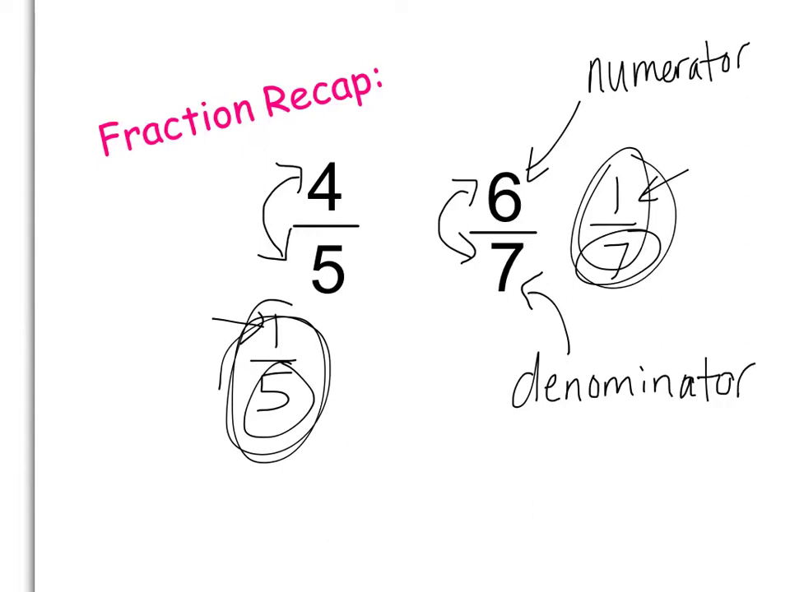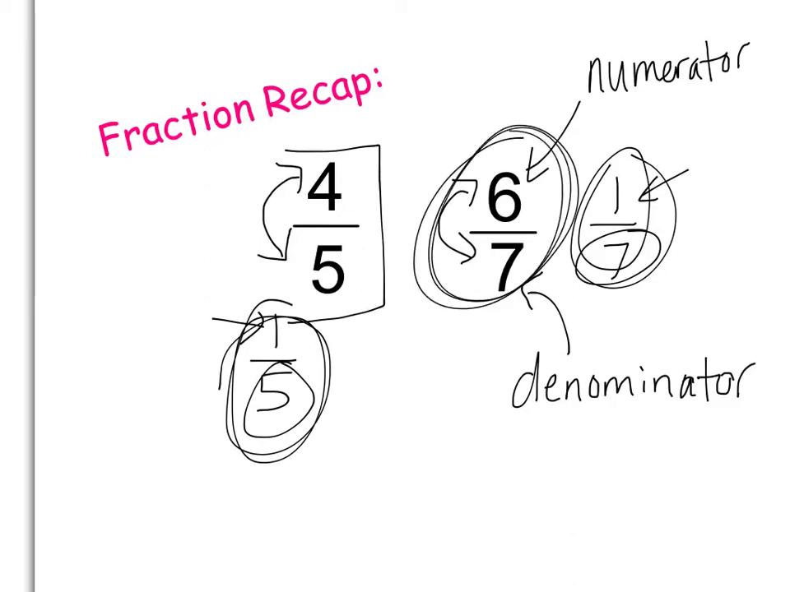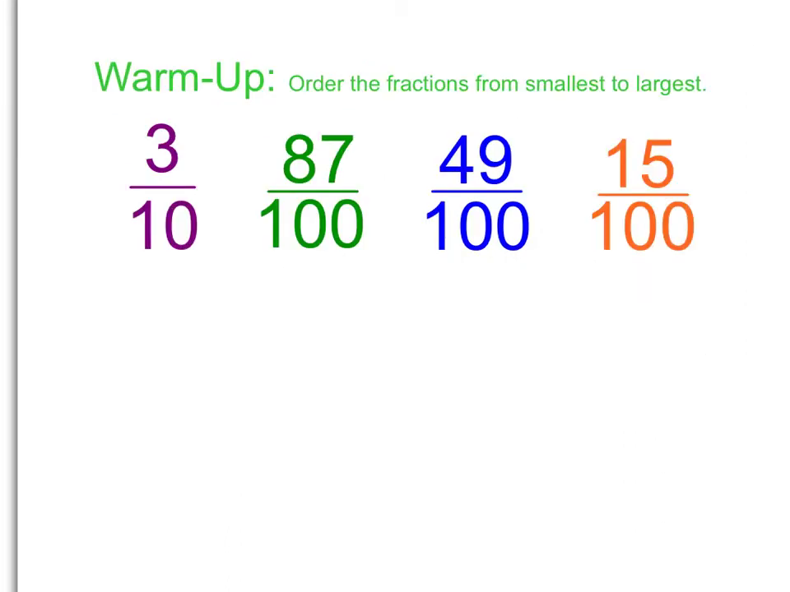If the larger piece is missing, then the stuff that's there is smaller, right? So this is the smaller fraction. This one wins. 6/7 is larger. I want you to pause the video quick and order these fractions from smallest to largest.